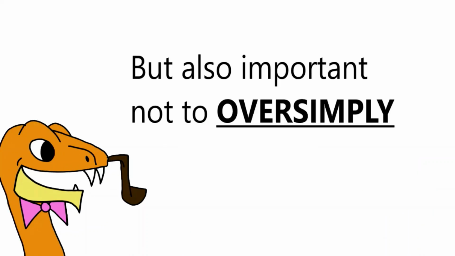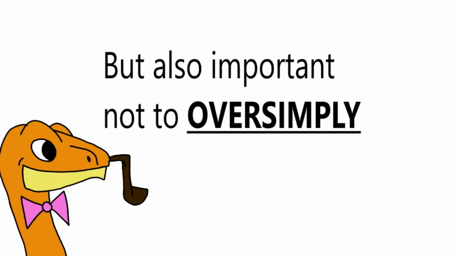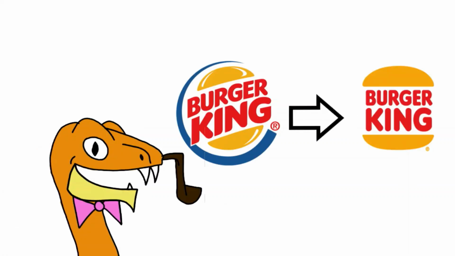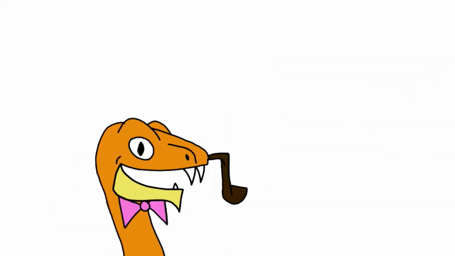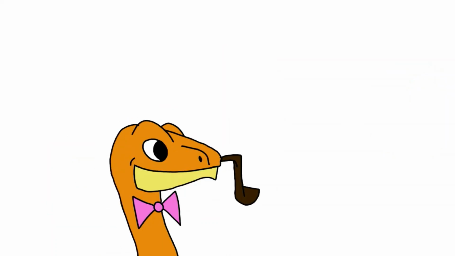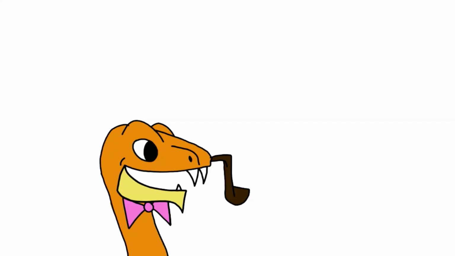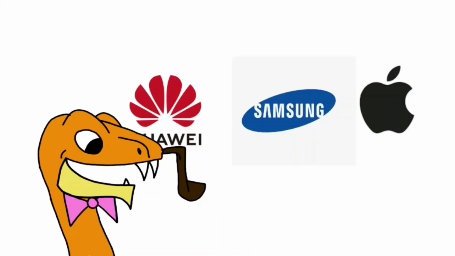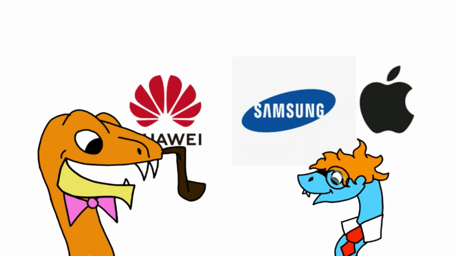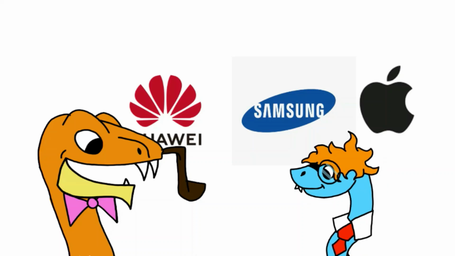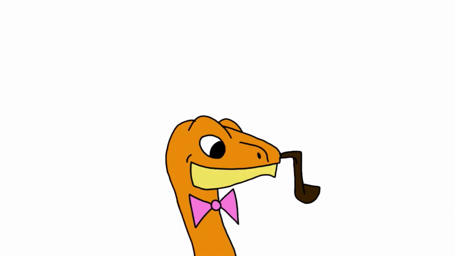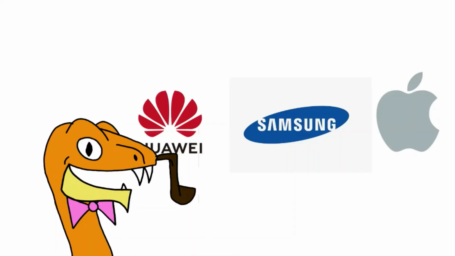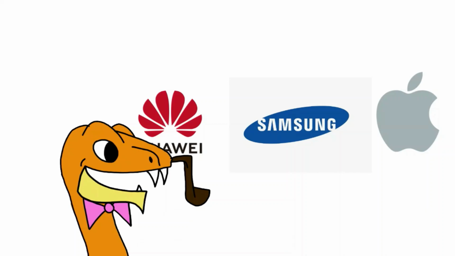However, it's also quite important to not oversimplify a logo, so that it doesn't lose all its personality, like Burger King and Firefox. Now, let's go on to the next element. Hey little fangs, what type of companies do these logos belong to? Oh, they all come from digital tech companies. Precisely. All these logos are used by various digital tech companies.